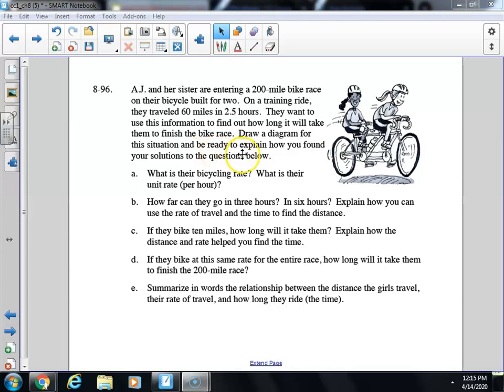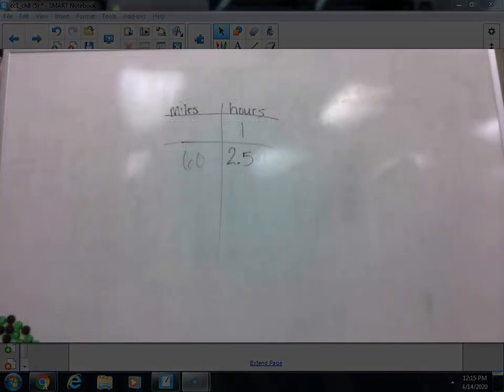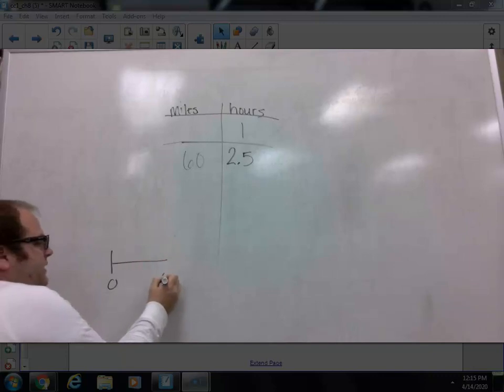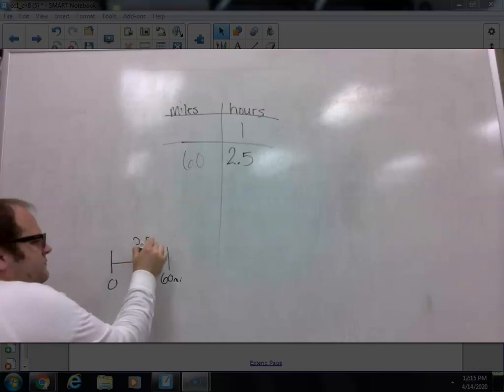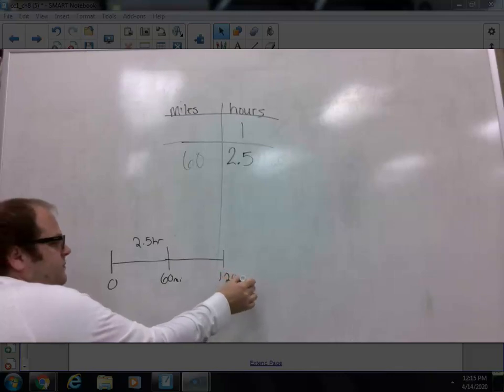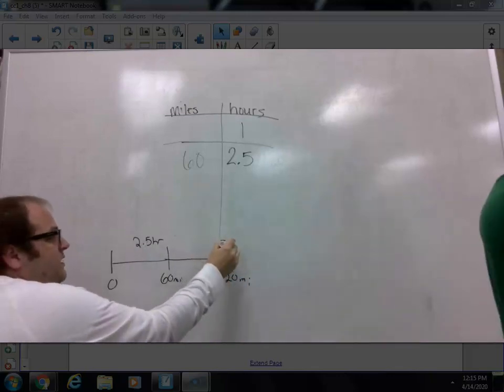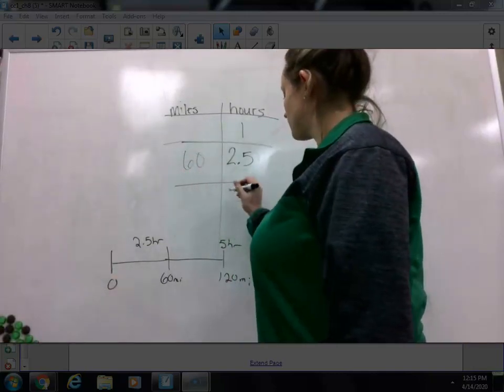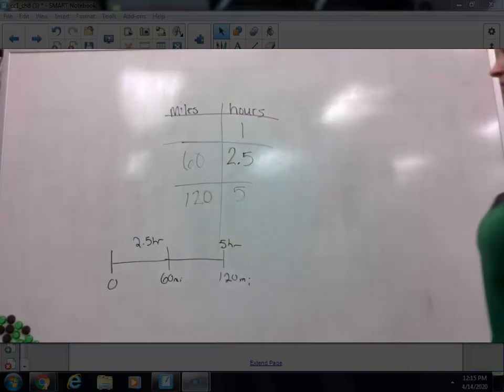So just like the pig in the previous question, we know that every 60 miles they traveled, it took them 2.5 hours. So on our number line, if we start at 0, we know that after 60 miles, it took us how long? 2.5? Yes. Hours. So if we double that, after 120 miles it would take twice as long, which is 5 hours. I like to show it on the number line, and Ms. Lanzo likes to show it in the table. It's a little bit more of a concise way to show that information.